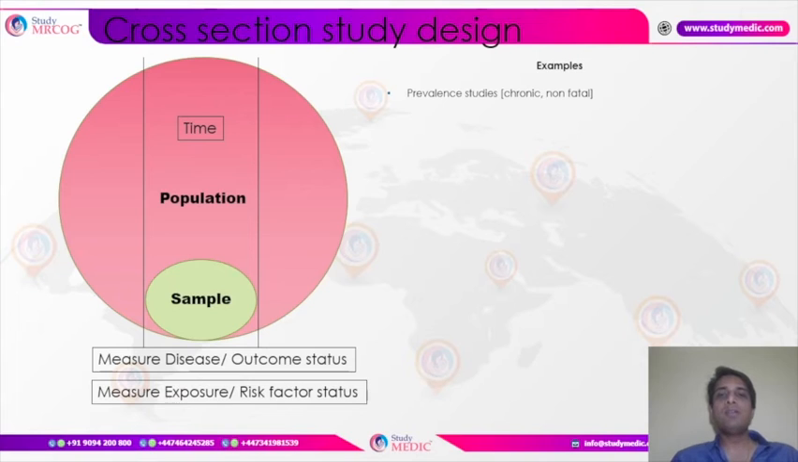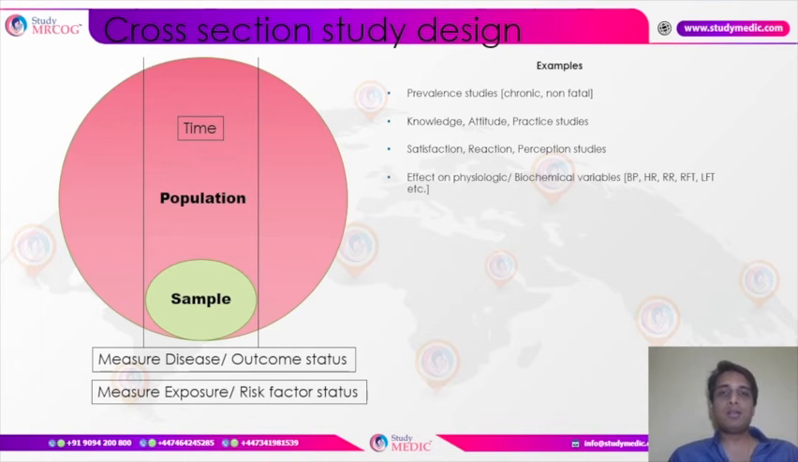Examples include prevalence studies to find out the prevalence of chronic, non-fatal disease, which are very useful. Knowledge, attitude, practice studies, satisfaction or reaction levels, perception of the participants, and the effect of disease on physiological variables like BP, heart rate, etc. They are all examples of cross-sectional study designs. Even diagnostic accuracy studies can be performed using a cross-sectional study design.